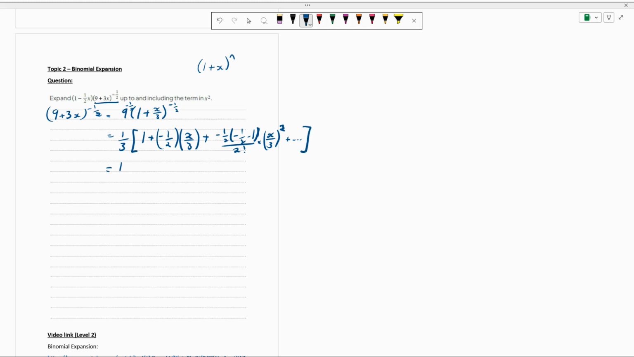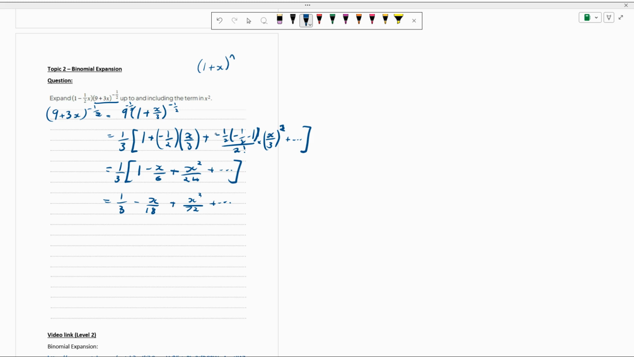I'm just stopping it. So I'm going to tidy everything up inside the bracket first. I've got 1. This is going to give me minus x over 6. This, if I type it in my calculator, is going to give me positive x squared over 24. And again, I'm just going to times by a third now. So I've got a third minus x over 18 plus x squared over 72 plus dot dot dot. So that's that second bracket expanded.